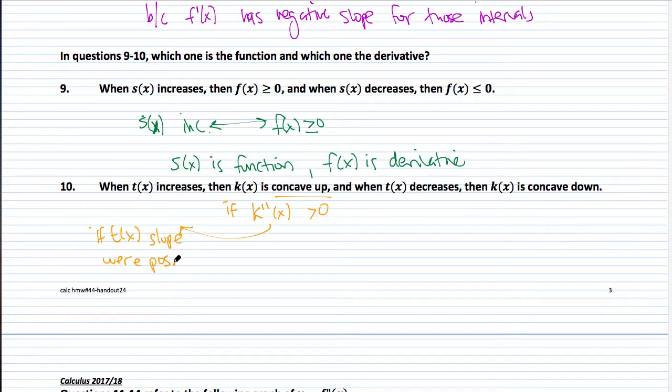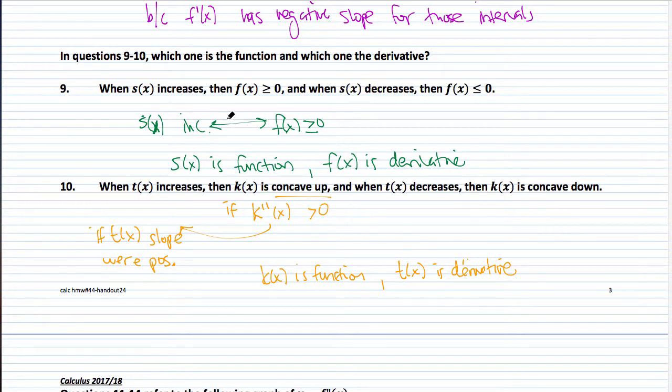Then we would say, oh, okay, that would mean that t of x is the derivative of k of x. So when this slope is positive, the function would be concave up. So therefore, k of x is the function, and t of x is the derivative. So these two questions were meant to have you really think about how these derivatives are linked together and what they mean from one to the next.